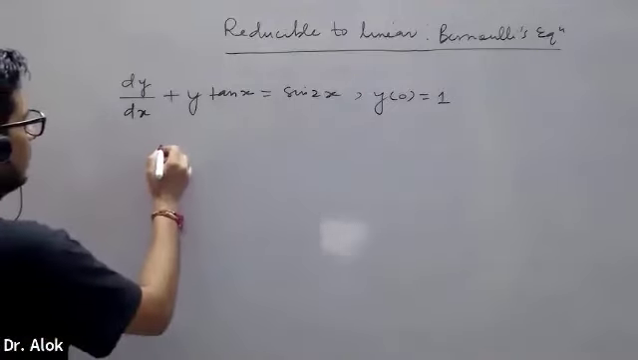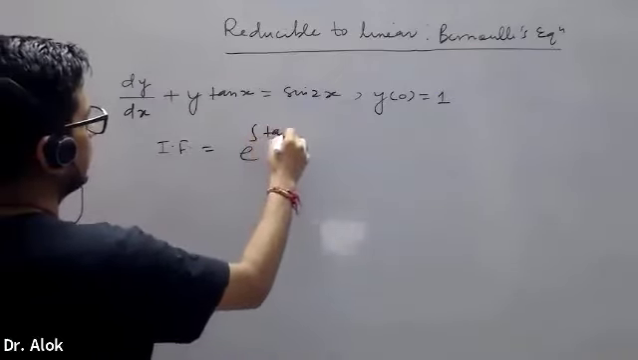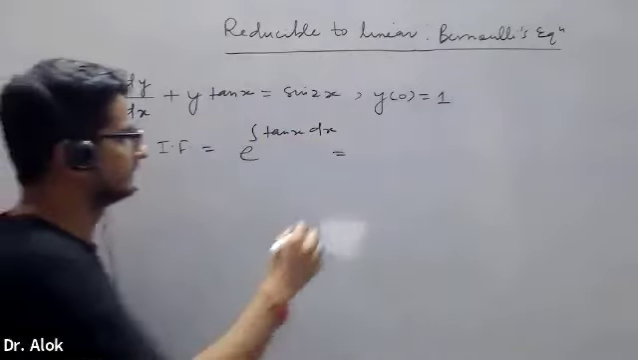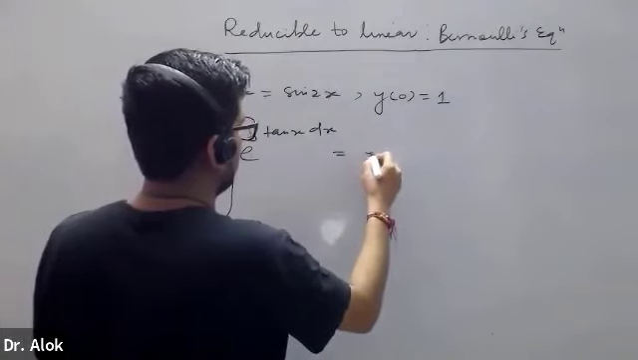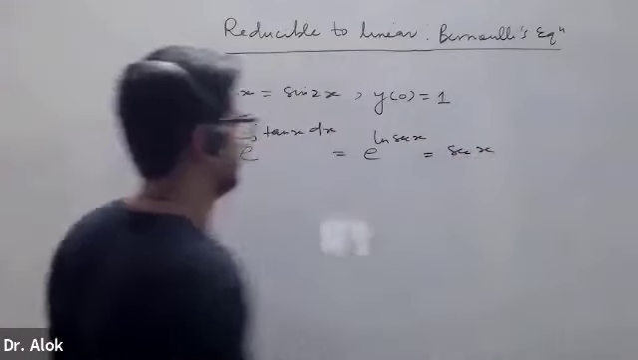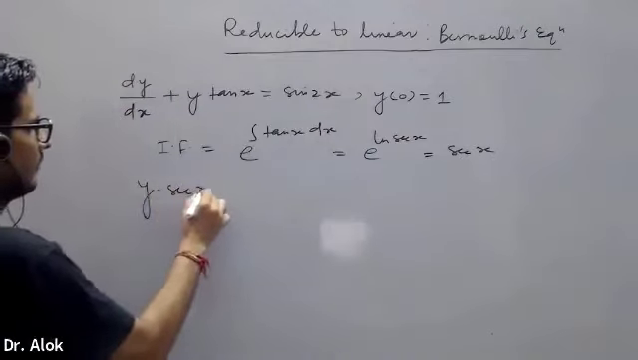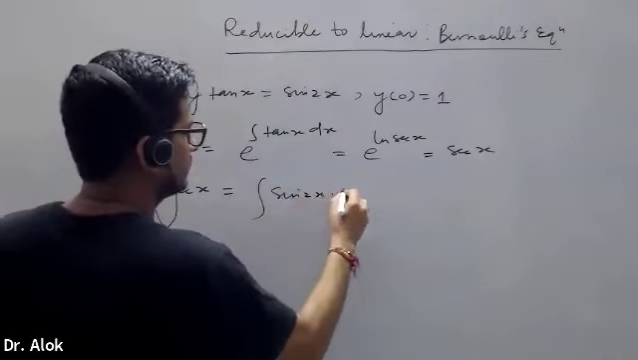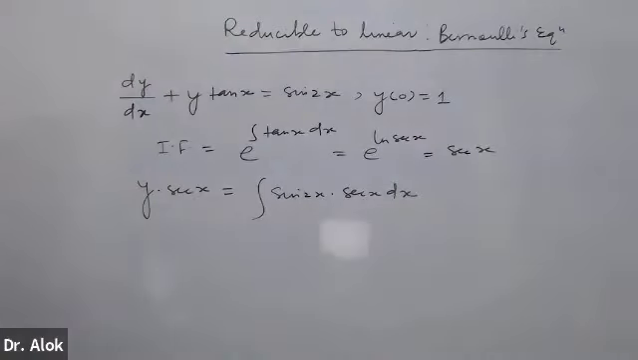What will be the integrating factor? It will be e to the power integral tan x dx. And what is integral tan x? Log of secant x. So it will become sec of x. Okay? So when you solve it, it will become y into sec of x is equal to integral sine of 2x into sec of x dx.